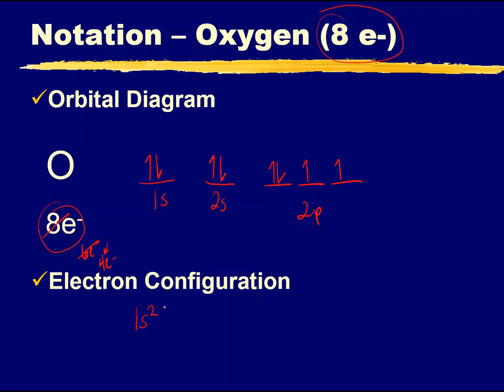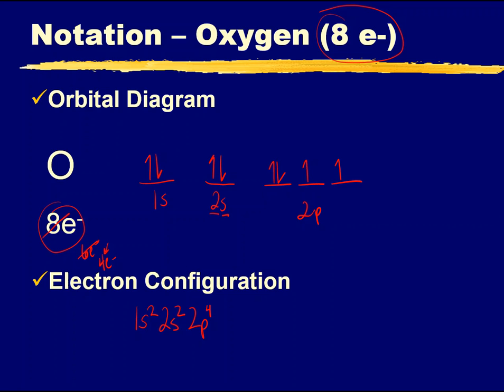Next, I have my 2s, so this would be 2s2. The principal energy level, the sublevel, and then the number of electrons is the superscript. In the 2p, this particular one, 1, 2, 3, 4, so I have 4 electrons, my superscript is going to be a 4. So the electron configuration notation is 1s2, 2s2, 2p4, and that's how you would write it out.